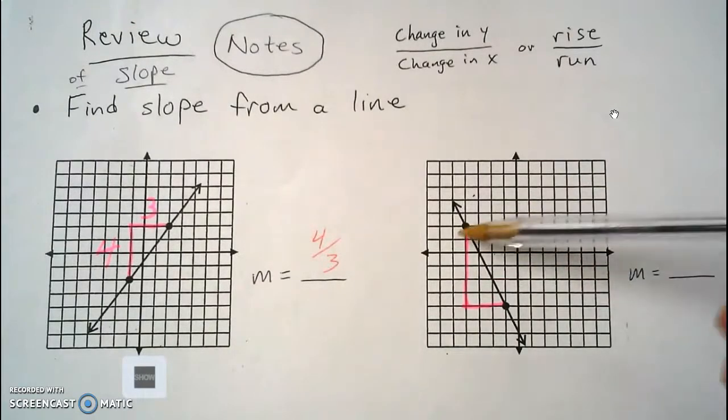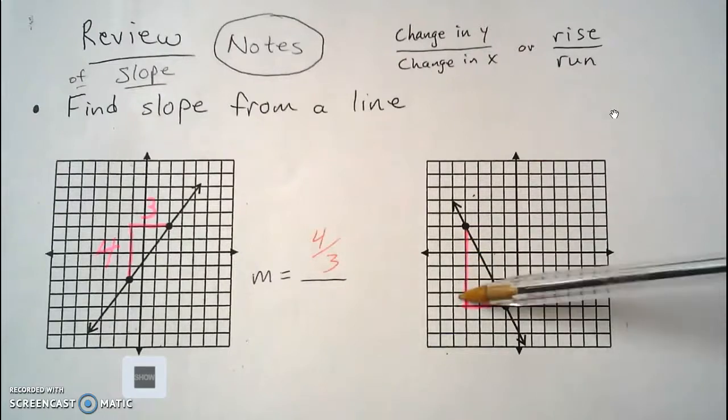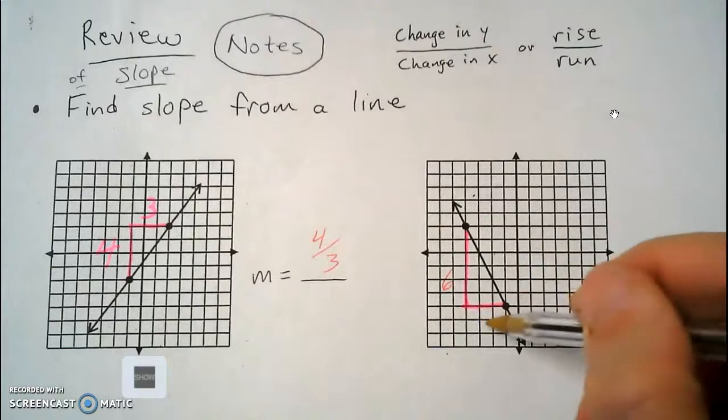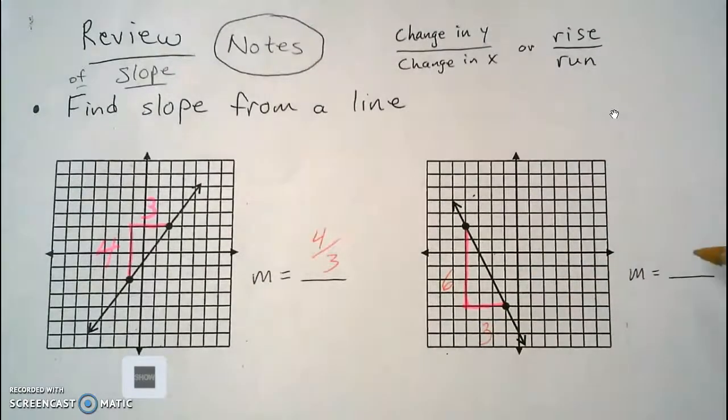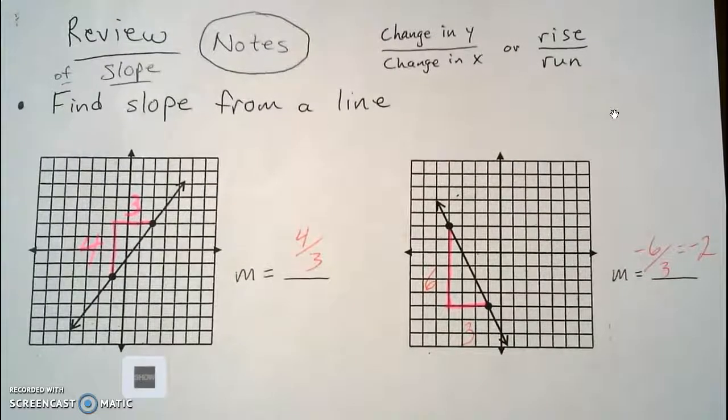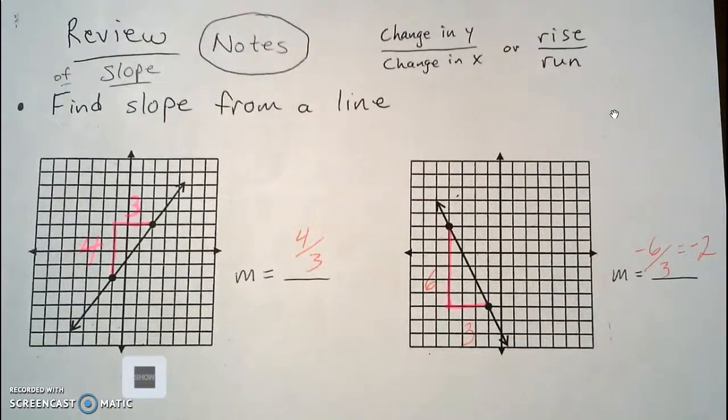And we count. 1, 2, 3, 4, 5, 6. 1, 2, 3. Don't write them upside down. Rise over run is 6 over 3. The line is falling down. Don't forget that negative. And if it divides evenly, you can. And in fact, for standardized testing, you would have to because the answers are almost always simplified. Okay, this is also review.